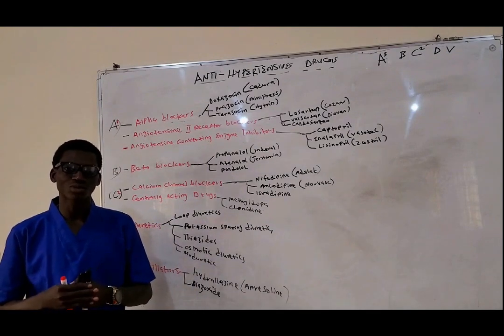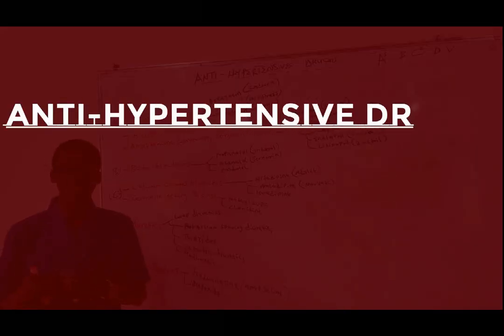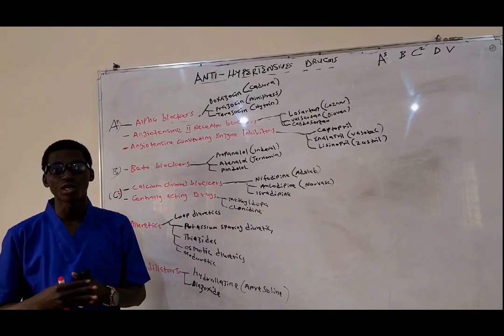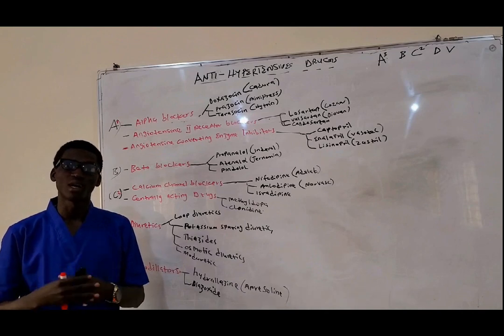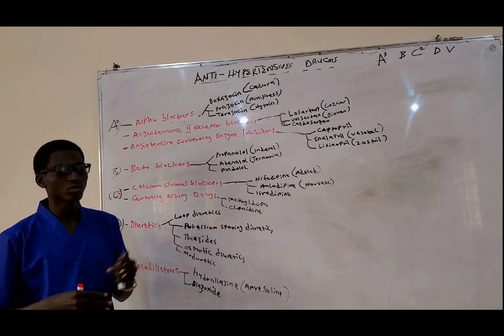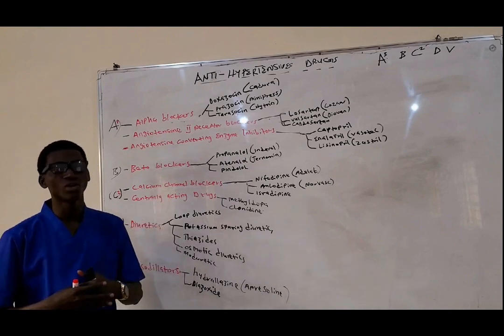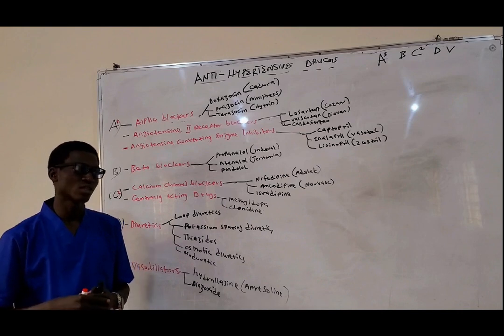In today's class, we're going to talk about anti-hypertensive drugs. These are classifications of drugs used in lowering of the blood pressure. We all know hypertension is a persistent or constant elevation of blood pressure greater than 140/90 millimeter mercury. So for you to talk about these classes of drugs, we need to use a mnemonic here for a better understanding of these classifications of drugs.